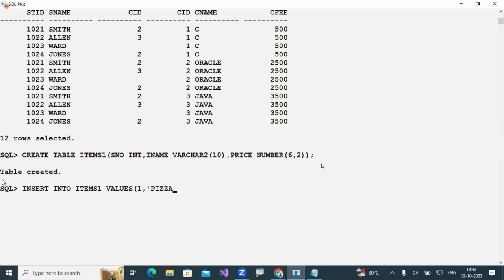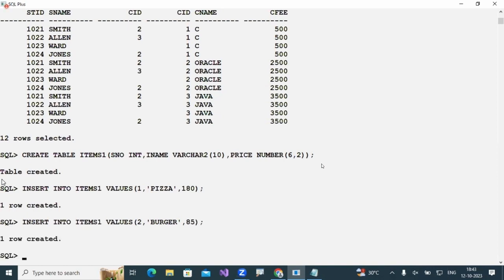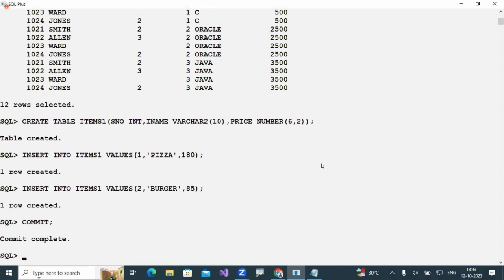For example, pizza, 180 rupees. And the second one is called item 2, a burger, 85 rupees. Okay. So like this, any number of items, you just store in your table.